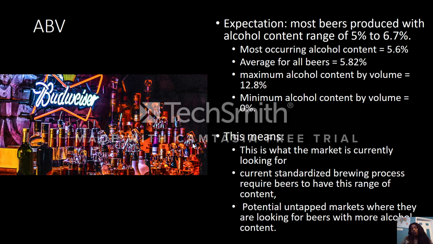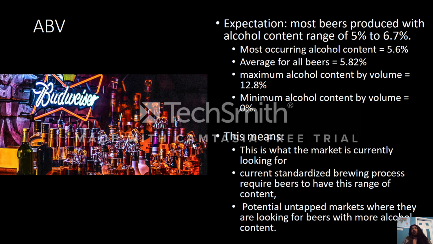We looked into the ABV field a little bit more closely, and we wanted to understand the statistics associated with that. We discovered that most beers that are produced have an alcohol content range of 5 to 6.7%, with the most occurring alcohol content being 5.6%. The average for all the beers is 5.82%, and the maximum alcohol content by volume is 12.8%. As you saw in the previous slide, Colorado has that maximum. And the minimum came from us giving this field zero values so that results are not skewed. So the minimum, of course, is 0%.